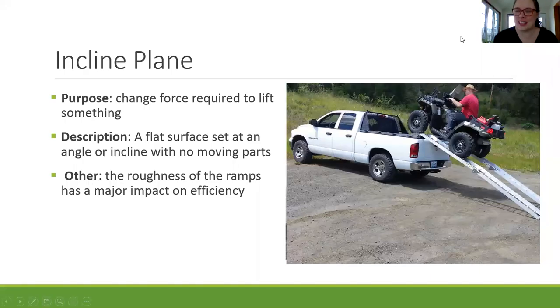All right, so in this lesson, we're going to look at the inclined plane. We're going to do a little bit of math, just talk a little bit about its purpose. So the first thing, what's the purpose of an inclined plane? Well, it changes the force that's required to lift something.